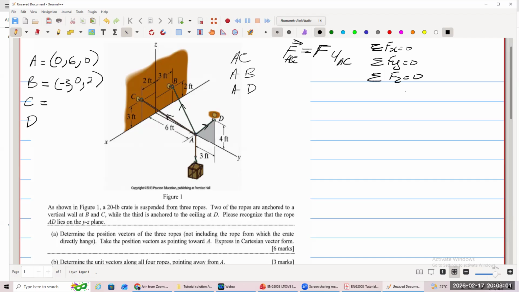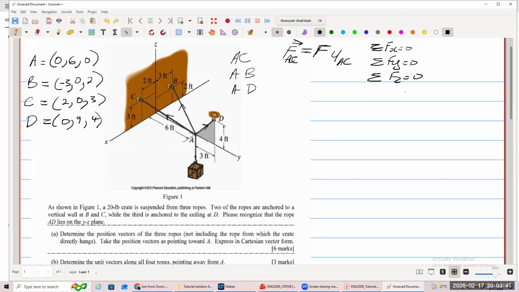Come on, guys, please participate. X is what? Positive 2. Y is 0. And Z is what? 3. Okay, good. And D is what now, guys? X is 0. Y is 9. And Z is? 4. See it come up 4 in the Z there?